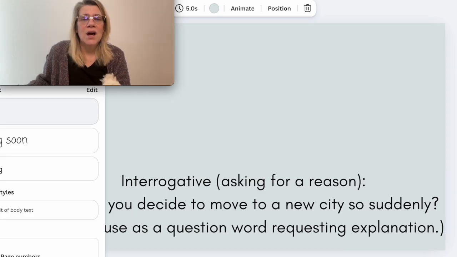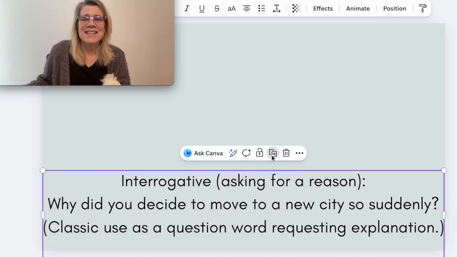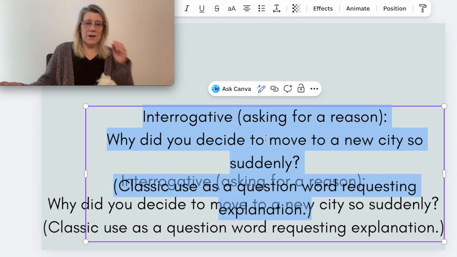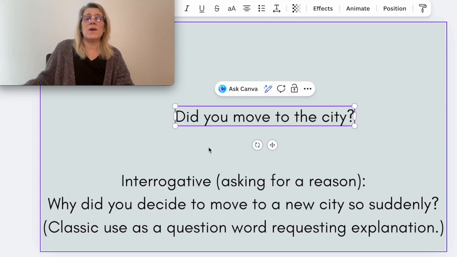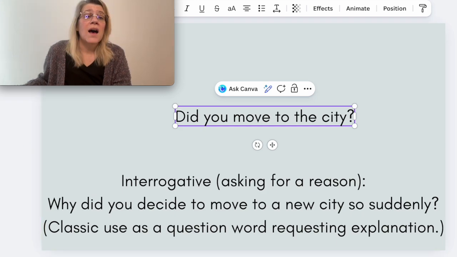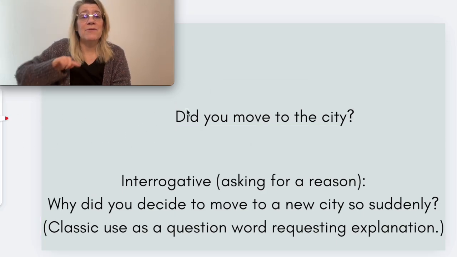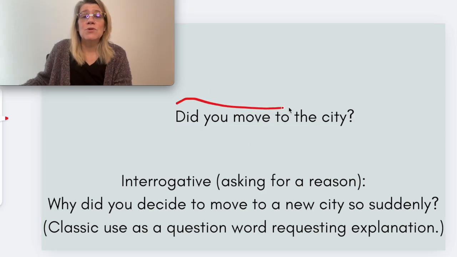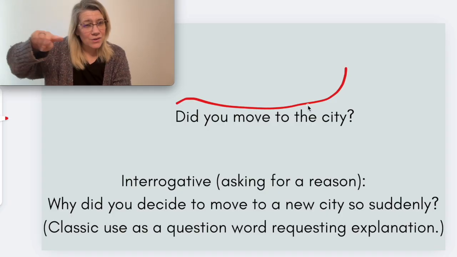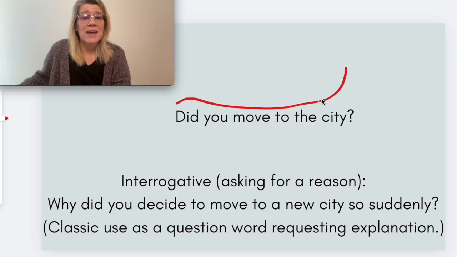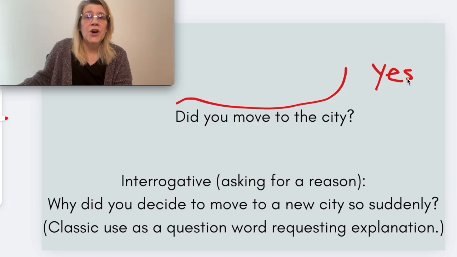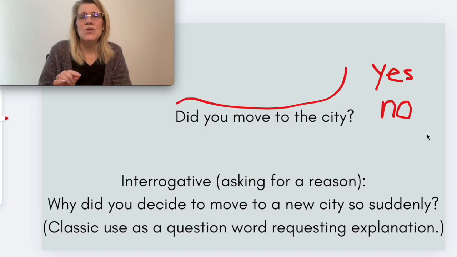So I want to talk just briefly about the intonation that goes into a question. All right, if I have this question, did you move to the city? I'm going to have my voice go up like this. Did you move to the city? When I hear the voice go up, I know the answer is yes or no. Okay? This is a key to comprehension.